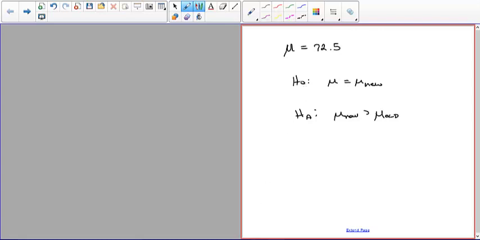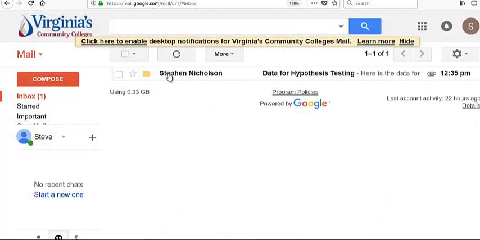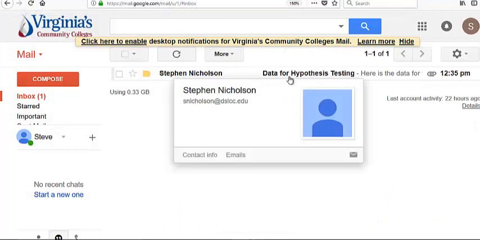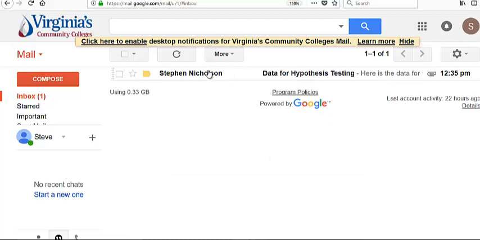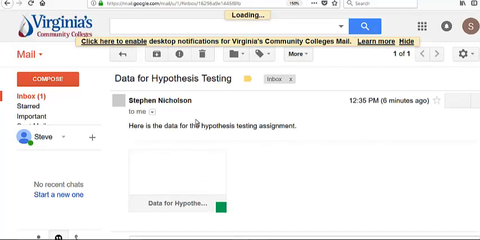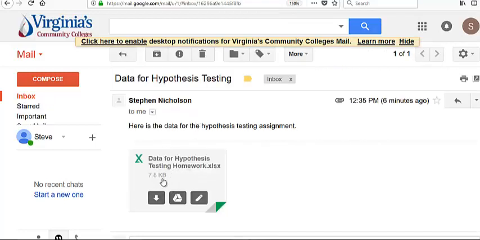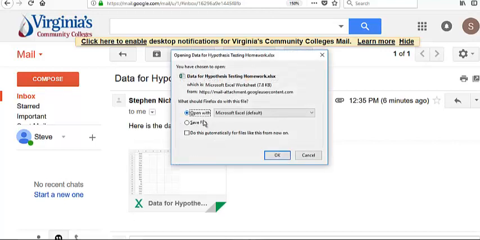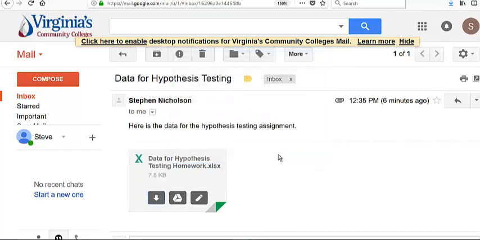When you go to your Gmail account, you'll find data for hypothesis testing. It may not look exactly like this because I just sent this to myself, but you'll have a file. It's an Excel file, and you're going to download it and save the file, because we're going to open it using Google Sheets. It will be saved to the downloads directory on your computer.